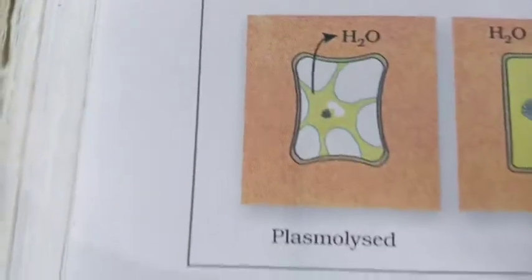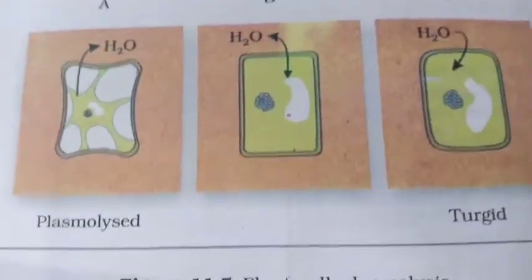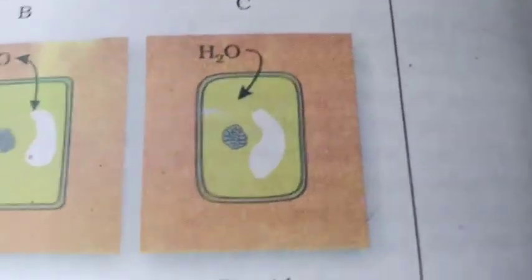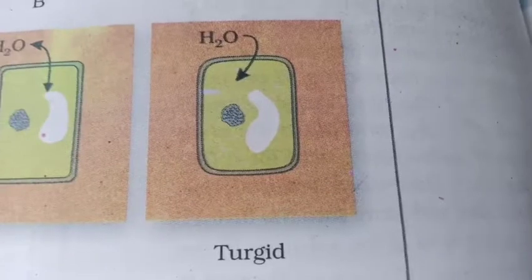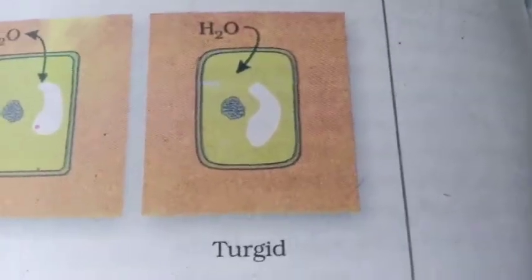And this is the view of the plasmolysed cell, wherein the cell has lost the water. And this is the normal cell, and this is the turgid cell, which occupies more volume than the normal cell because of the absorption of water.